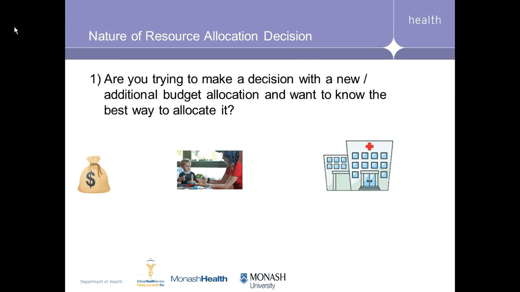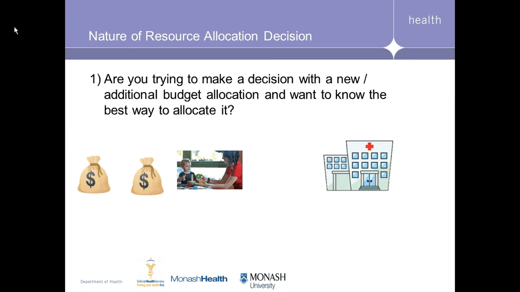You have three options that you can select when using the Allied Health Resource Allocation Decision Tool. The first is, are you trying to make a decision with a new or additional budget allocation and want to know the best way to allocate it? In this situation, your existing funding amount that you use to support the staff and the equipment that you use to provide allied health services is going to be increased.